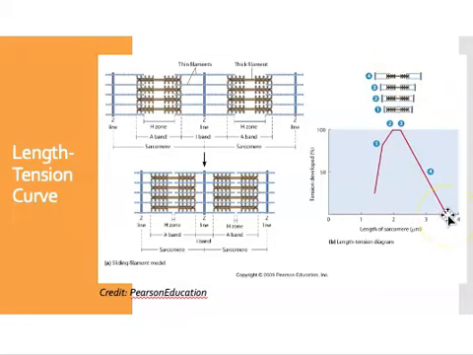Now, if I start to shorten the sarcomere, if I start to make it shorter and shorter, heading this way on the x-axis, I'm also going to start generating force. The red line goes up, up, up as the sarcomere gets shorter and shorter. But then we're going to hit a plateau. We're going to generate the maximum force that can be generated once the sarcomere is fully contracted.